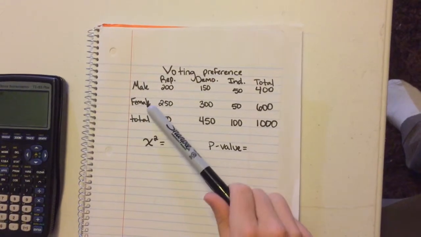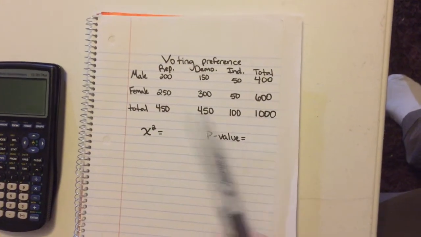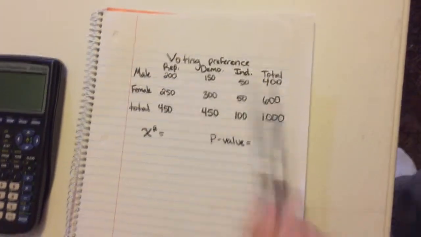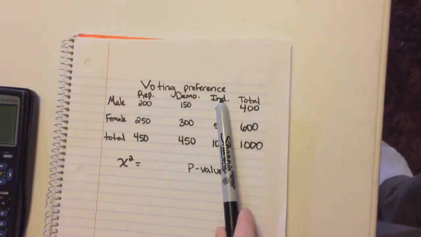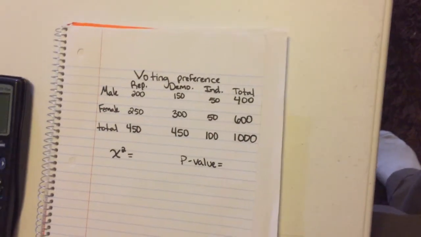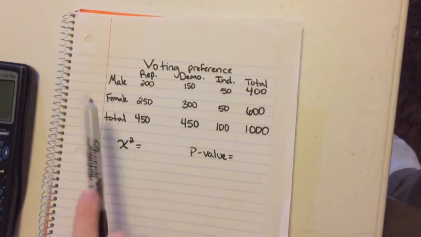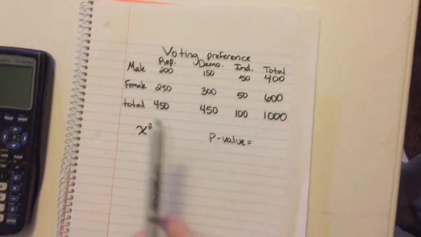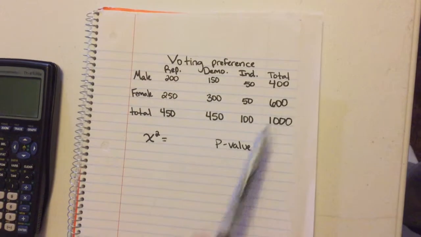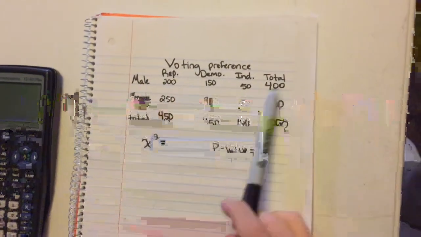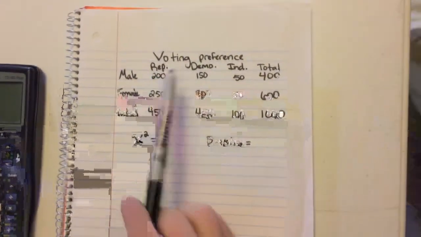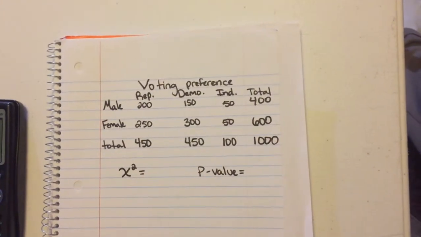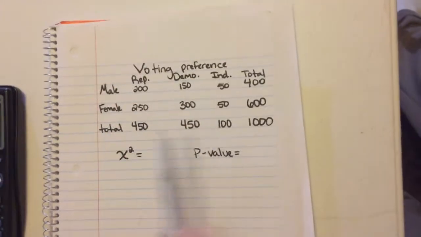We have male, female, the total for each column, and then the different political parties such as Republican, Democrat, and Independent. And so what we're going to be doing is testing whether there's a correlation between one's gender and the political party they vote for. So we have data taken that shows the amount of males out of 400 that voted for Republican, Democrat, out of a total 400 as well, and everything like that. And it's important that you have your totals as well.